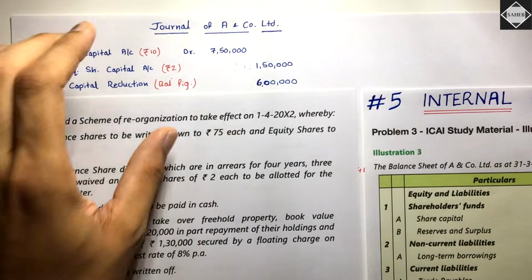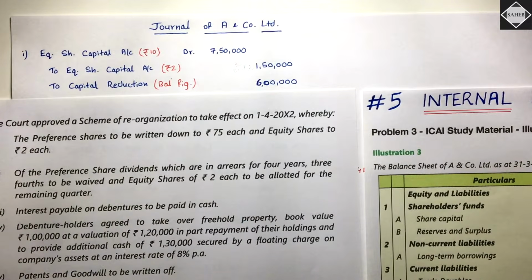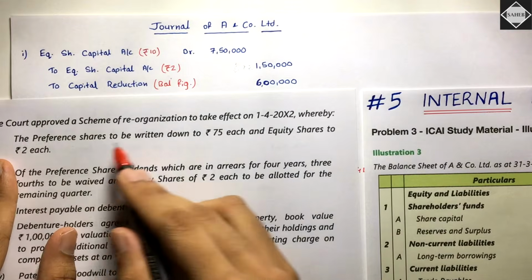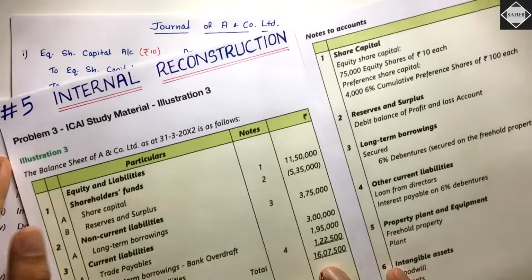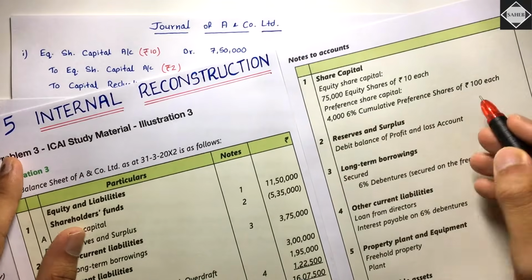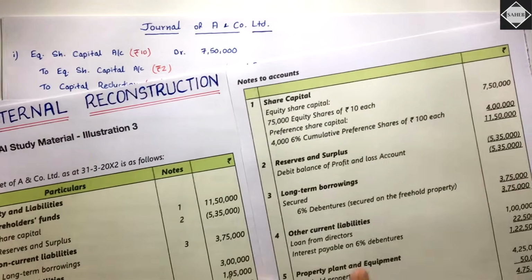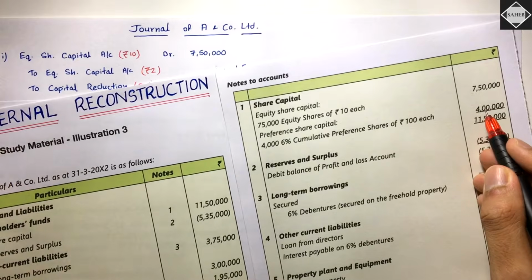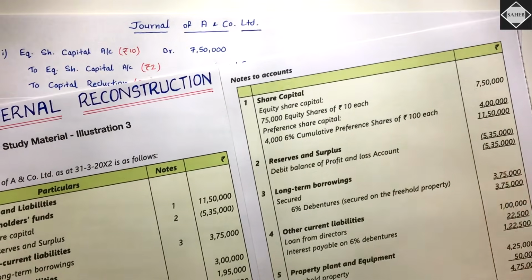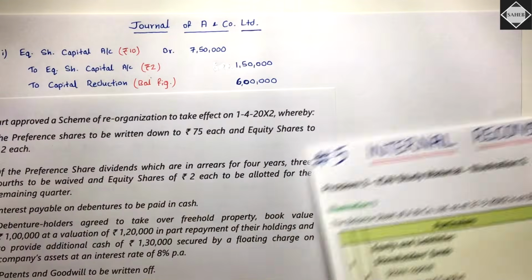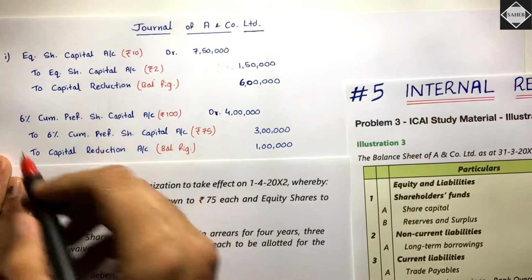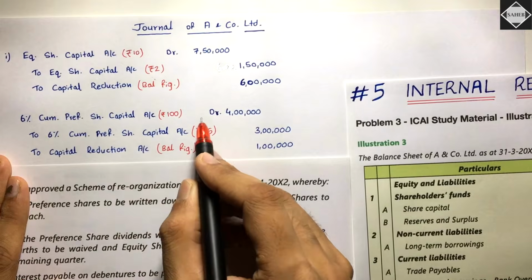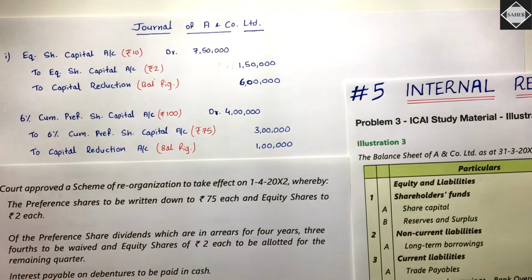Okay, now the same thing you have to do with the preference share capital also. Preference shares are to be written down to rupees 75 each. Now see in the balance sheet how many preference shares are there? 4,000. Face value is 100. In total, that's how much? 4 lakhs. So this old capital completely needs to be killed off because face value is being changed. So see, 6% cumulative preference share capital account debit. You have killed the preference share capital.